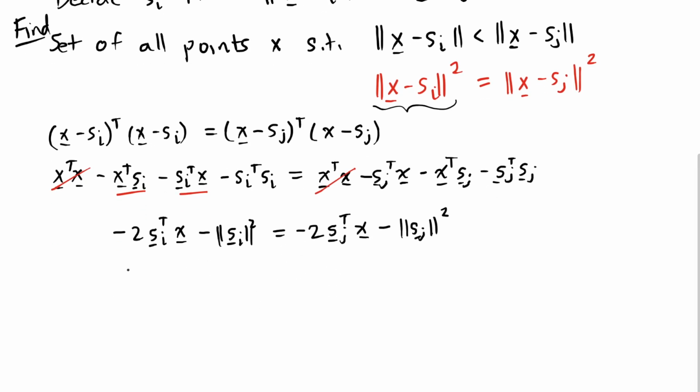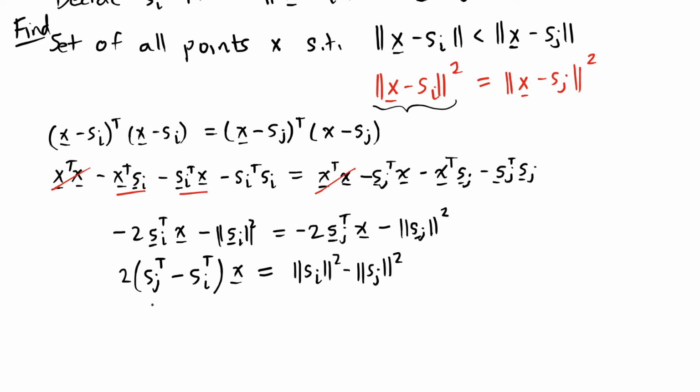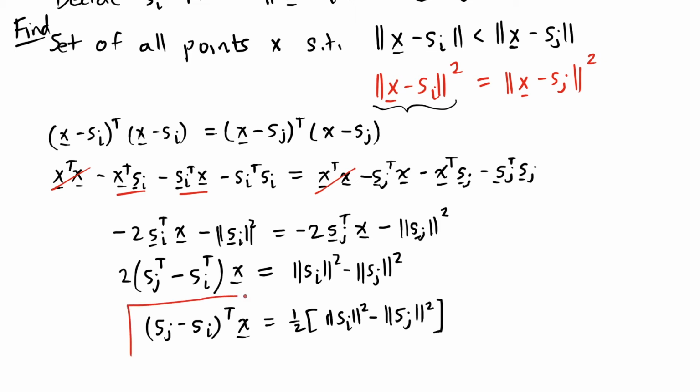What I'm going to do is try to make this look more like the equation of a line, as I have a function of x and constants on the other side. I'm going to divide both sides by 2. This becomes my expression for essentially the equation of a line that separates these two regions, the decision region for Si and the decision region for Sj. But this is still a rather complicated equation.